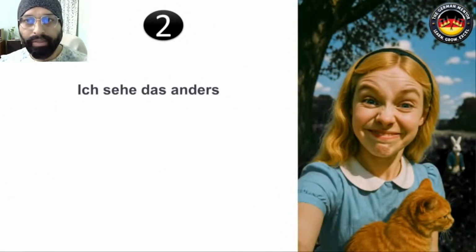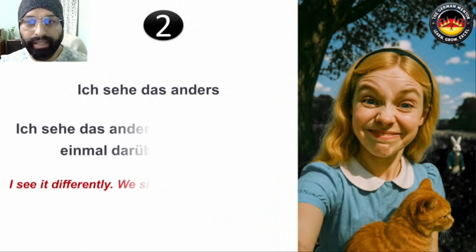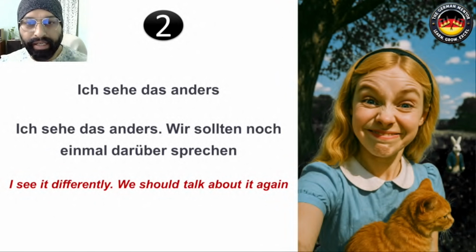The next one, Nummer 2: Ich sehe das anders. Zum Beispiel, I have written here: Ich sehe das anders, wir sollten noch einmal darüber sprechen. I see it differently, we should talk about it again. Perhaps you are not agreeing on some theme or some subject, then you can make a sentence like this, which I have written here. Ich sehe das anders. So that was Nummer 2.